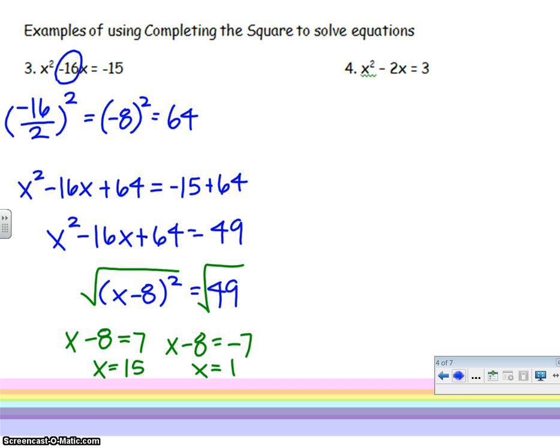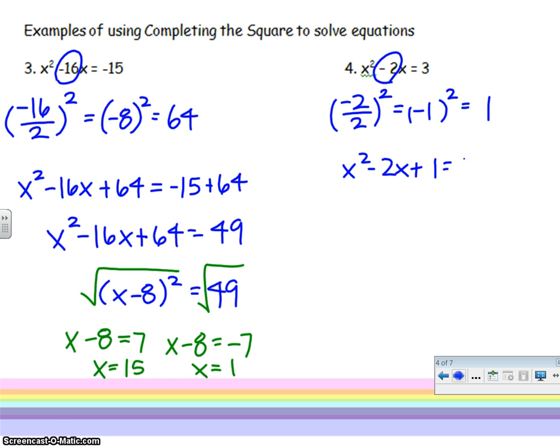All right, let's go ahead and do another one here. We see that we're in the correct form, so we identified b as negative 2. So we complete the square by doing negative 2 divided by 2. We square that. So we're going to add 1 to both sides of our equation. So x squared minus 2x plus 1 equals 3 plus 1. We're adding that 1 to both sides of the equation.